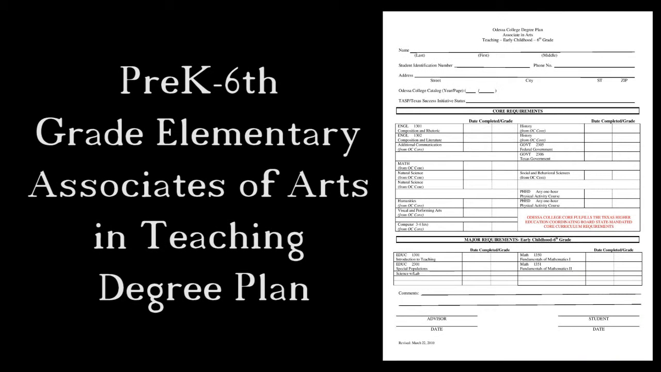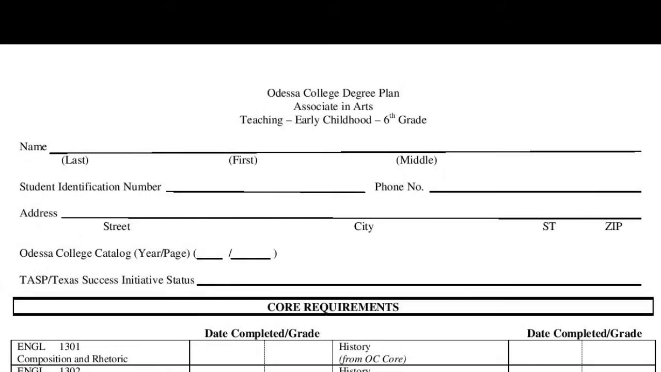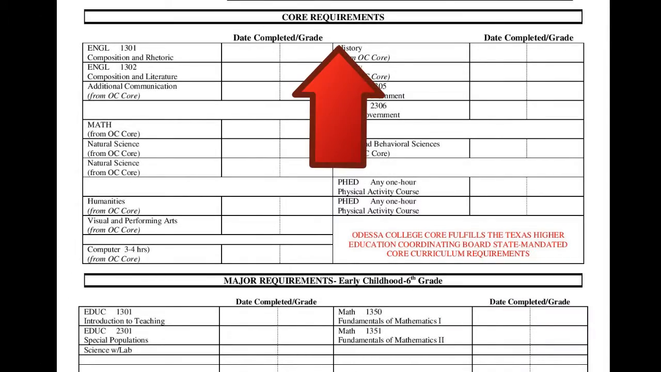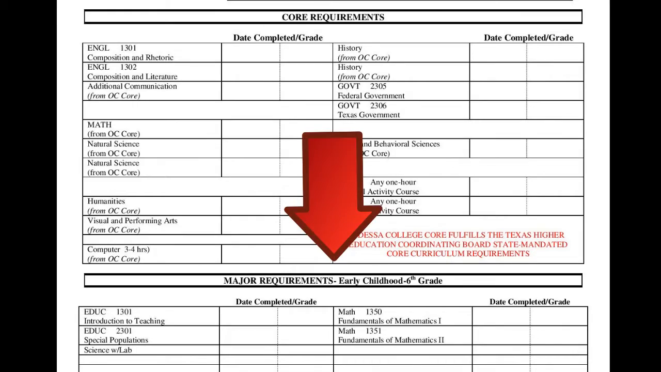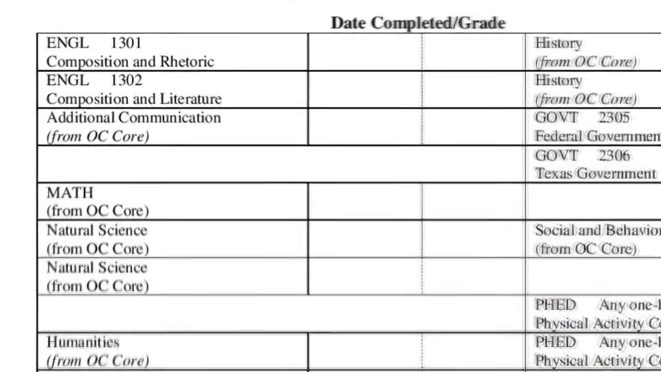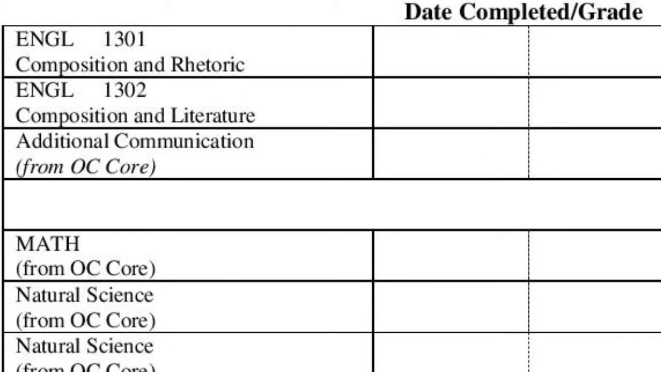Let us look at the Pre-K through 6th grade elementary Associates of Arts in Teaching degree plan. At the top of the degree plan, you will notice information about yourself. When we personally meet, we will fill in this information together. Then you'll notice there are two sections on the degree plan, the core requirements and the AAT major requirements. Let us first look at the core requirements for the AAT major degree.